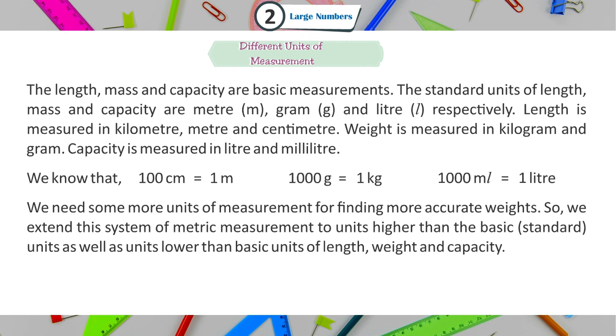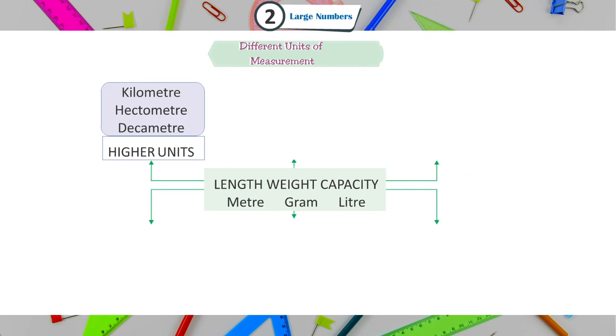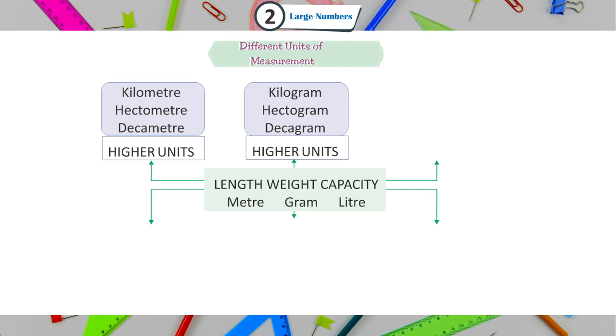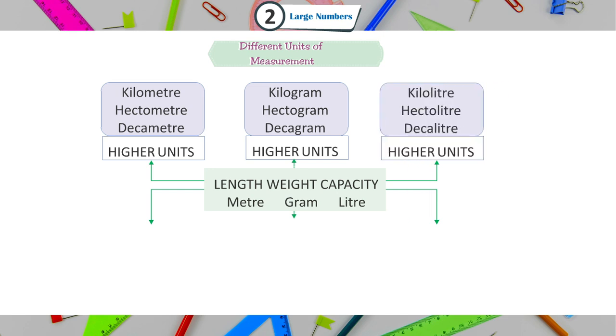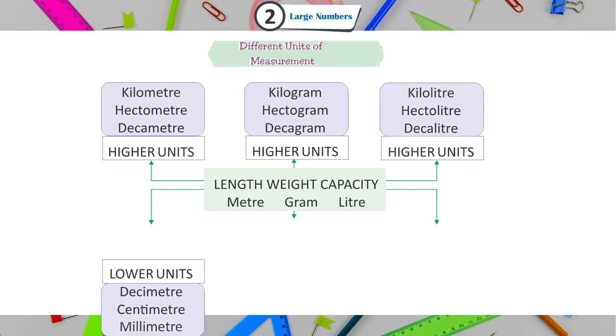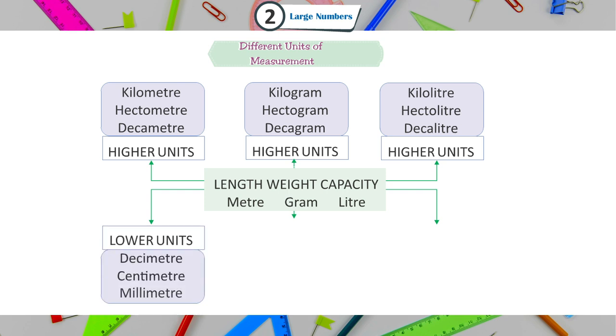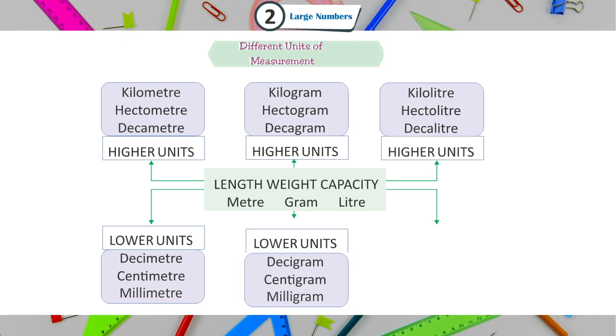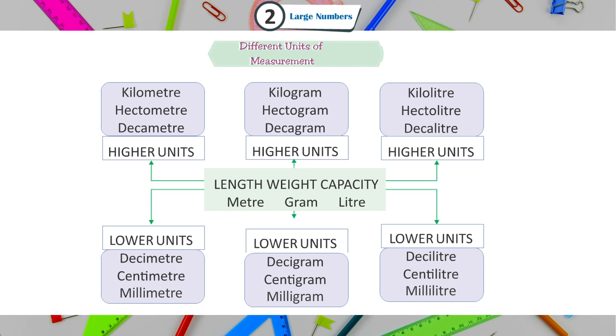So we extend this system of metric measurement to units higher than the basic standard units as well as units lower than basic units of length, weight and capacity. Higher units: kilometer, hectometer, decameter; kilogram, hectogram, decagram; kiloliter, hectoliter, decaliter. Lower units of meter: decimeter, centimeter, millimeter. Gram: decigram, centigram, milligram. Liter: deciliter, centiliter, milliliter.